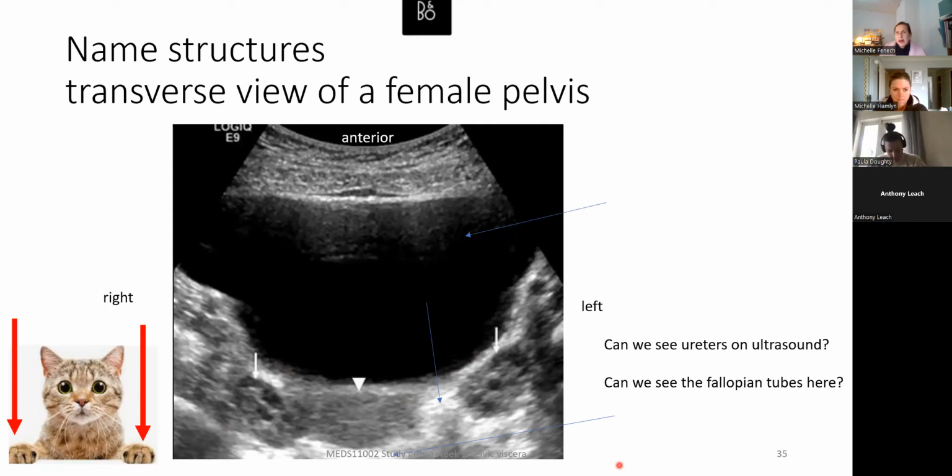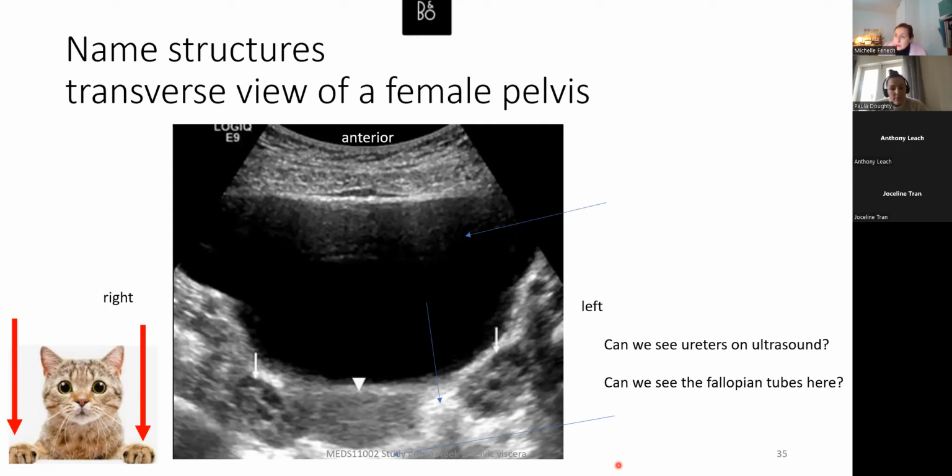And it's the same in the male. We won't see that ductus deferens either. So lots of those small little tubes we won't see on imaging. So we can't see the fallopian tubes here. We can't see the ureters here. When they're normal, they should be just collapsed and not contain pus or fluid or anything like that.